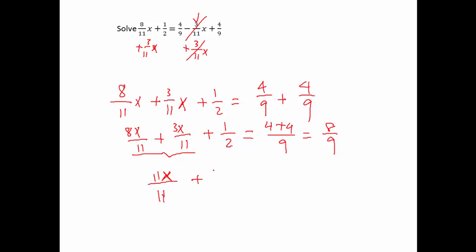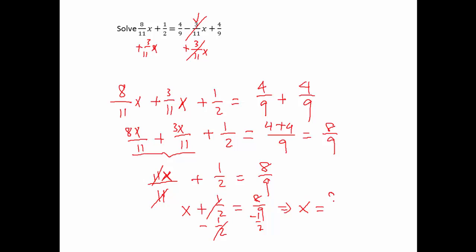And plus 1/2 equal to 8 over 9. And look at this, 11 and 11 on the top and the bottom, we can cancel this. So this becomes x plus 1/2 equal 8 over 9. In order to solve for x, we need to cancel 1 over 2. So minus 1 over 2 on both sides. This cancels this guy. So x becomes 8 over 9 minus 1 over 2.